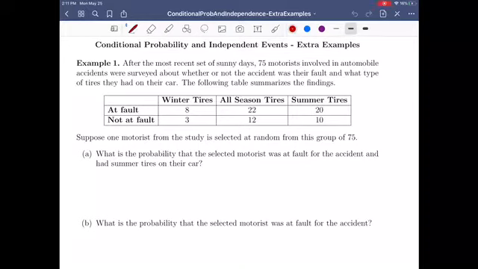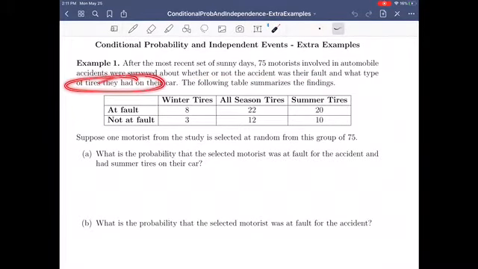In this video, we're going to do some extra examples involving conditional probability and independent events. So let's start with this example here. After the most recent set of sunny days, 75 motorists that were involved in automobile accidents were surveyed about whether or not the accident was their fault and what type of tires they had. The findings are summarized here.